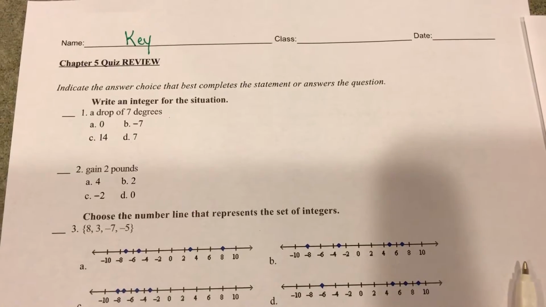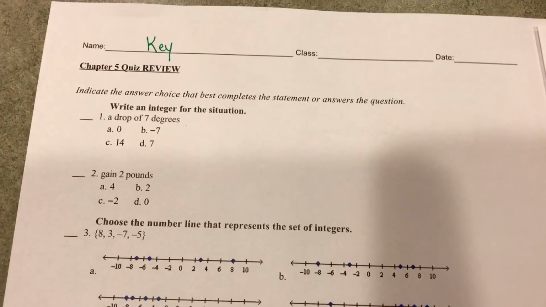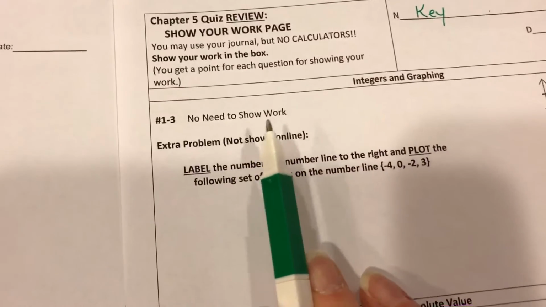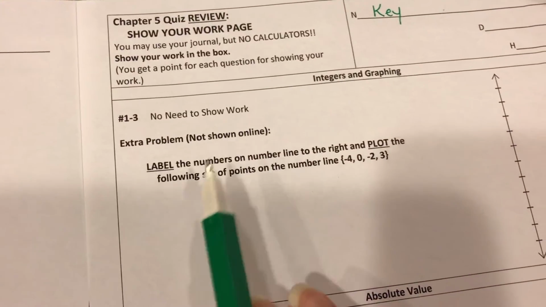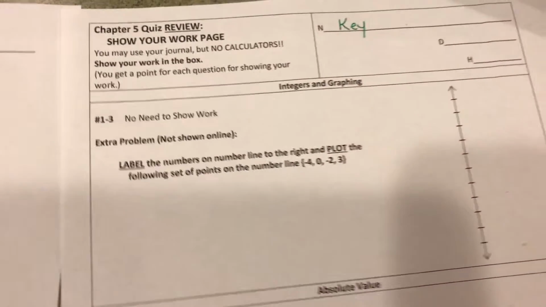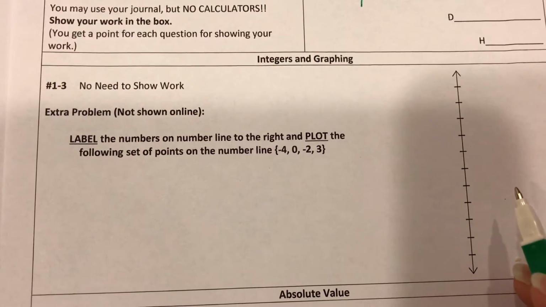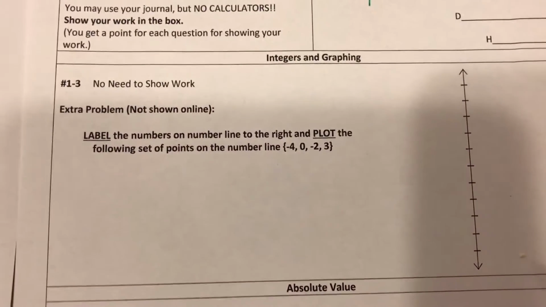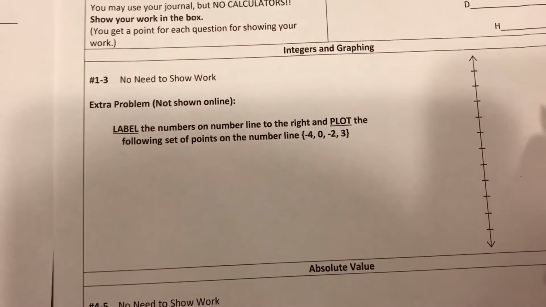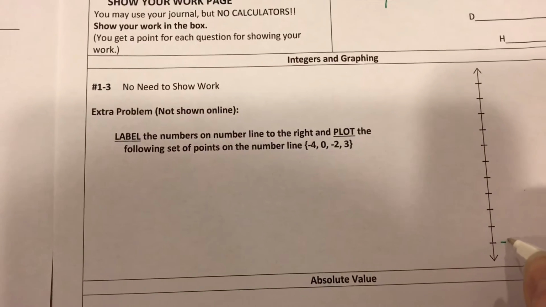Okay, so we're going to go over the answers for the Chapter 5 quiz review. For numbers 1 through 3, there's no need to show work. However, on this extra problem, let's label the numbers on the number line to the right and plot the following set of points on the number line. So we have to be able to get all the way down to -4.